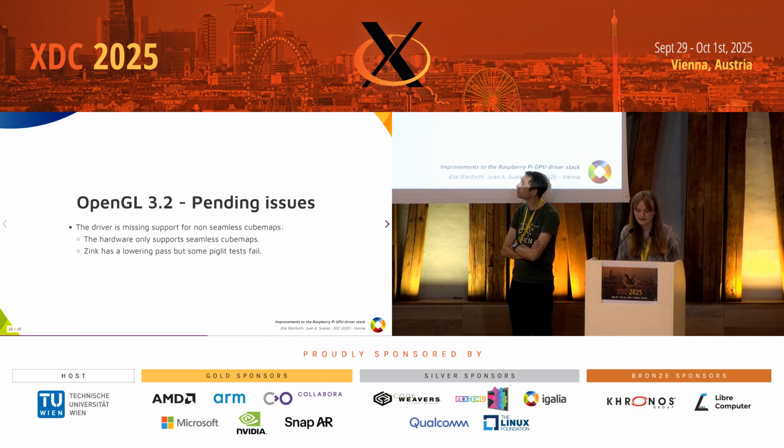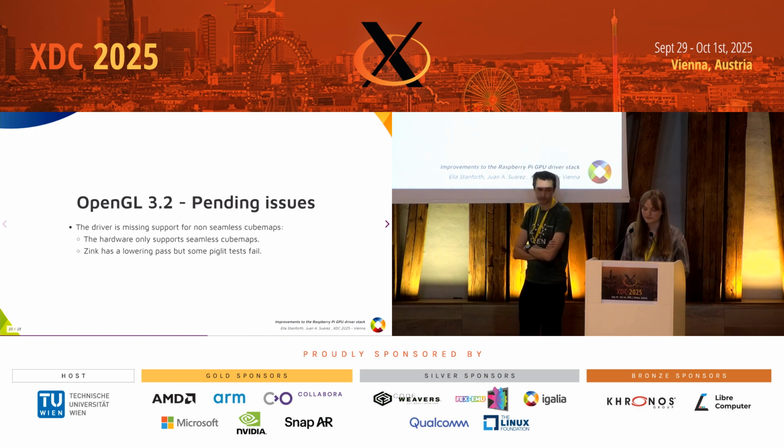There is a lowering pass in Mesa used by Zink, which tries to emulate non-seamless cubemaps by using texture arrays. However, using this pass doesn't pass all Piglit tests and gets into some very odd edge cases with MIP levels and filtering. I'll now hand over to Juan to talk about performance improvements.